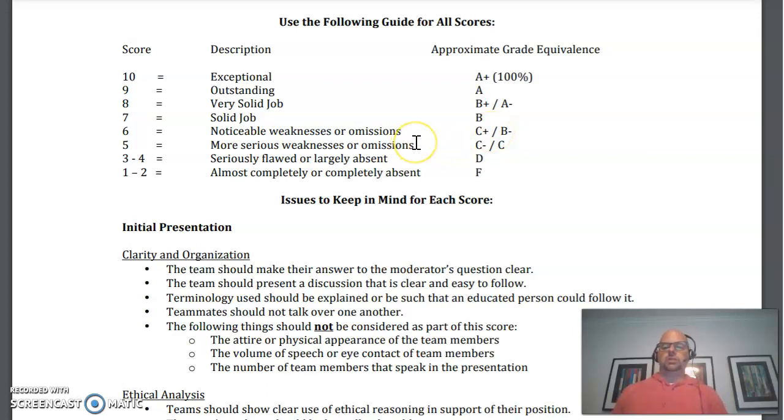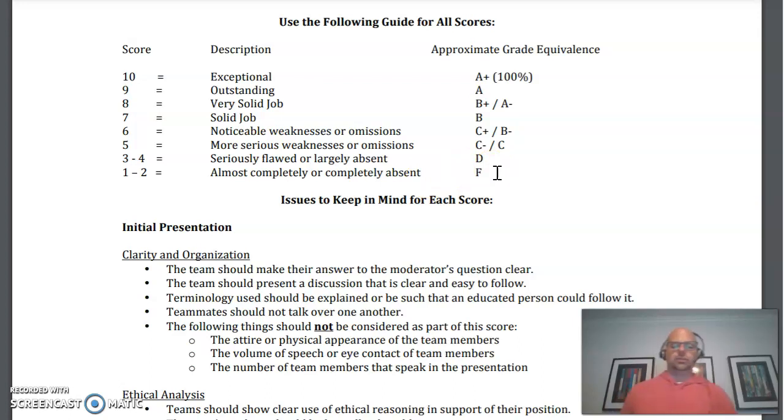These become more serious when you get down to the level of 5. Sort of a low C type of grade. 3 and 4 are real serious flaws, and so a grade equivalent to them might be a D. And you very rarely see scores below a 5 in Ethics Bowl competitions, but you might. And one place that you might see a 1 or a 2 is actually in the consideration of alternative viewpoints. So if there is anything that's almost entirely absent from a team's analysis, that's when you'd see a 1 or a 2, and the letter grade equivalent would be an F.